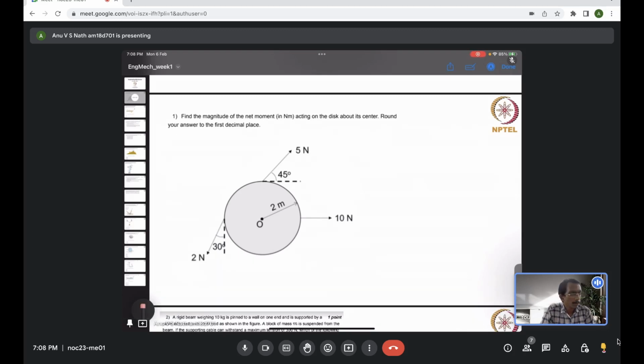For those who joined later, I'll be solving some demo problems. The first of the kind is displayed here. Basically you have to evaluate the net moment about the origin, or the center of the disk O. I'll pause for a while for you to try it out. If you find the answer, you can type it in the chat box or unmute yourself and tell the answer. If you have any queries, please stop me and ask.